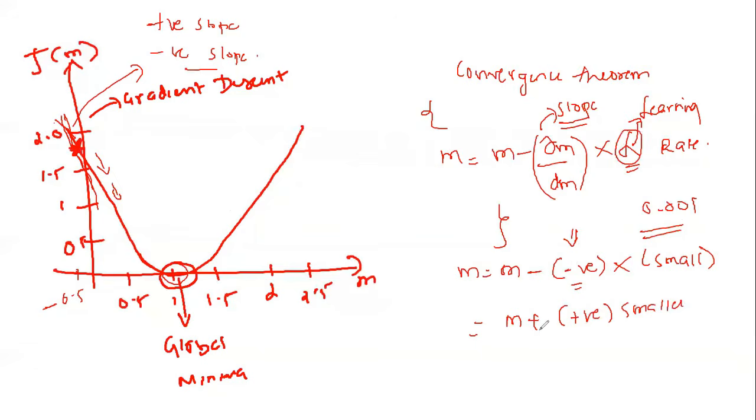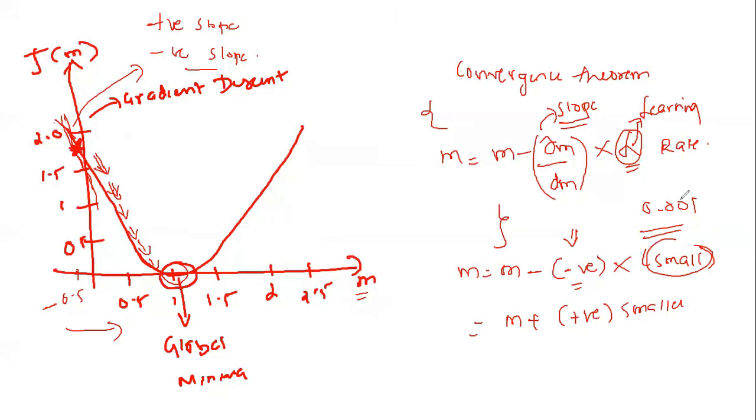Because minus into minus is plus, right? So plus a positive smaller value, because this is a smaller learning rate. What will happen is that my m value should increase from minus 0.5 and come nearer to 1. So this step will be very, very small. And as iterations go on and different m values get selected, this will be moving towards the global minima point.